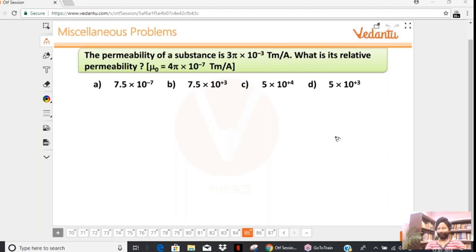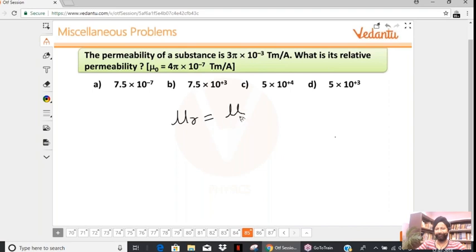Okay, I'm going to close the poll. Please do this fast. And 90% of students gave the right answer now. So let's see how to do this. This is too easy. I mean, how can you go wrong with this?